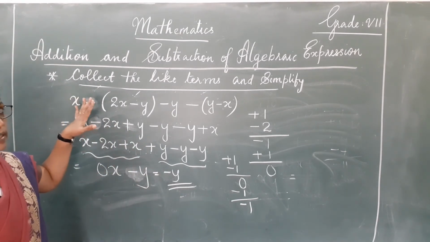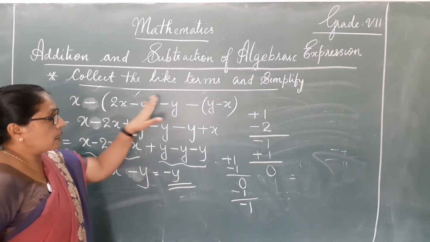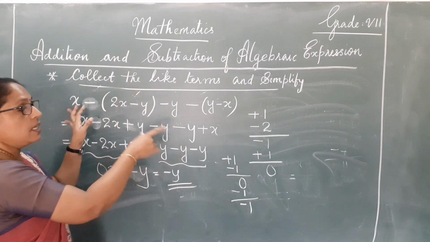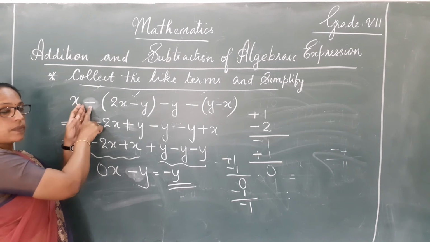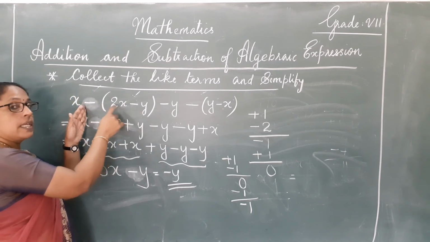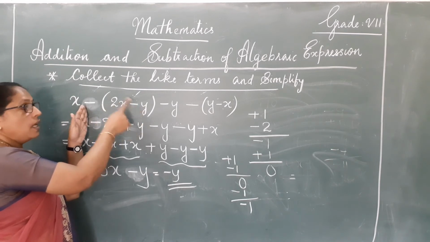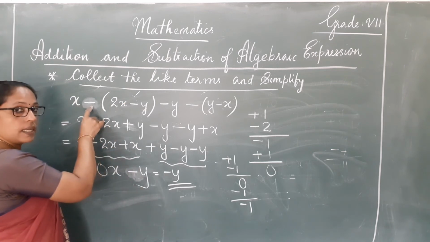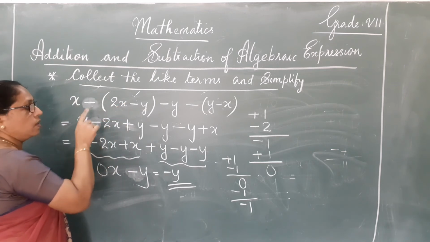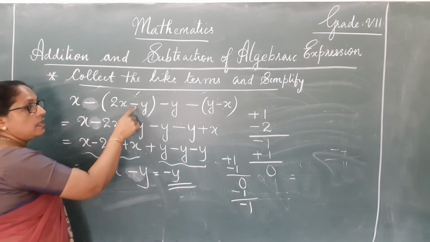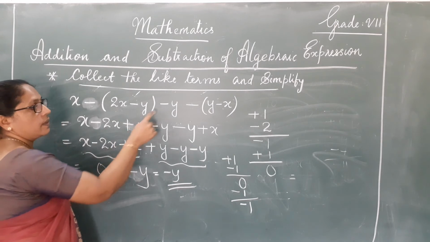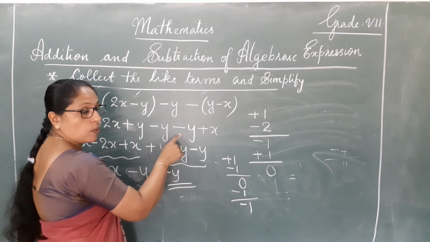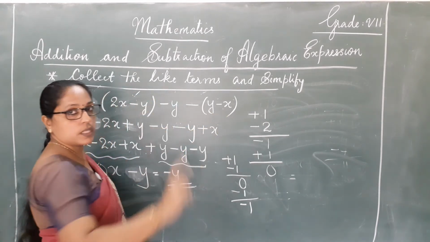Once again, listen. A very different problem. When there is a bracket, what we have to do is open the bracket. When you open the bracket, check the sign before the bracket. If it is a minus sign, then you have to take the additive inverse of these terms. If it is a plus sign, it would come the same as it is. So it is a negative sign. The additive inverse of positive 2x is negative 2x. The additive inverse of negative y is positive y. Then negative y. Again here, the additive inverse of positive y is negative y. The additive inverse of negative x is positive x.